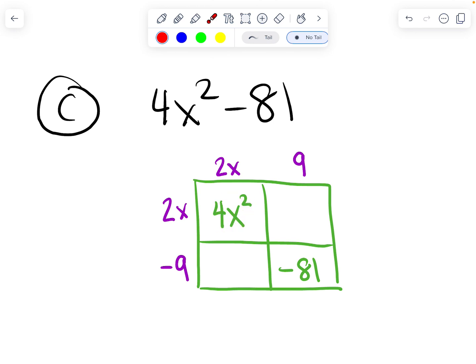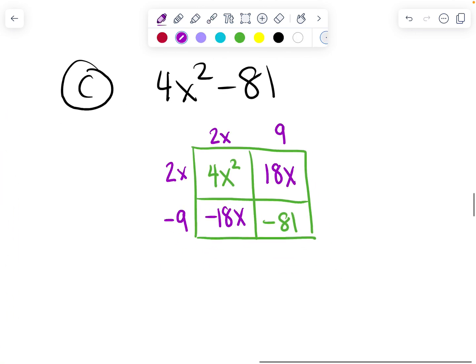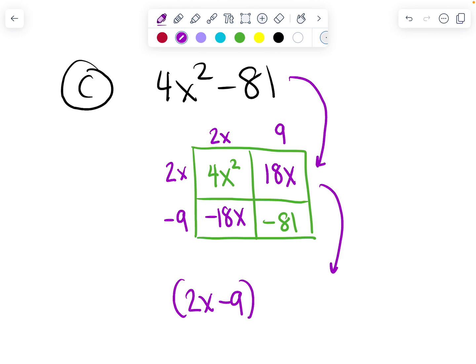And now watch what happens. 9 times 2x gives me my 18x. Negative 9 times 2x gives me a negative 18x, which is exactly what we want, because when we put 18 with negative 18 together, we get nothing. So we go from the inside of the box to the outside of the box in parentheses, because remember, I gave you a no parentheses problem. You give me a parentheses problem, and ta-da.